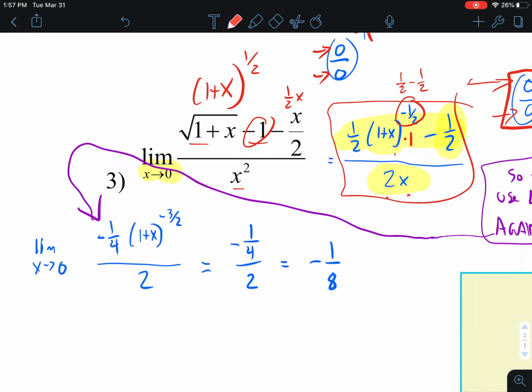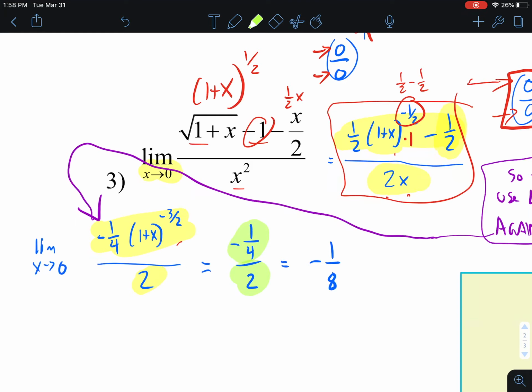Same thing, using power rule and chain rule. The minus 1/2 goes away, it's gone. So you just have this in the numerator. Derivative of 2x is just 2. And now, let's try plugging in 0 here. 0, that's 1. 1 raised to anything is 1. You get negative 1/4 in the numerator. And 2 is just in the denominator.